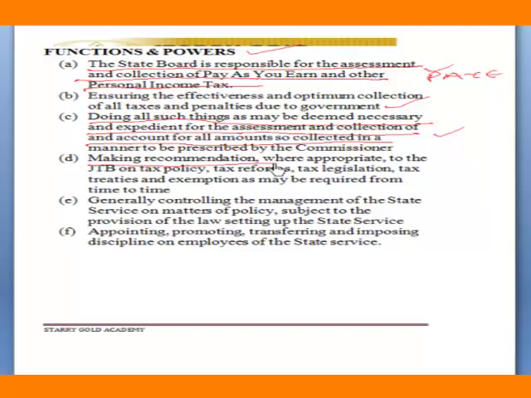Making recommendation where appropriate to the Joint Tax Board on tax policy, tax reforms, tax legislation, tax treaties, and exemptions as may be required from time to time. So they have the responsibility of carrying this out. When it comes to tax policy, when it comes to tax reforms and legislation, they make input. They make recommendation. So the Joint Tax Board wouldn't take any decision on these issues without making reference to the states. And here the states come into play.